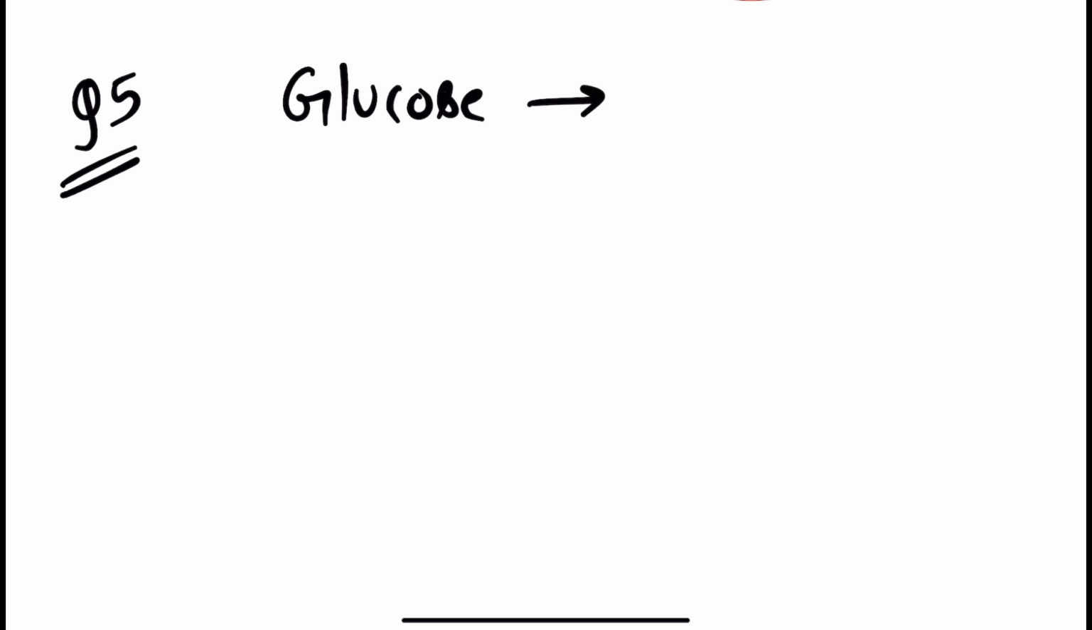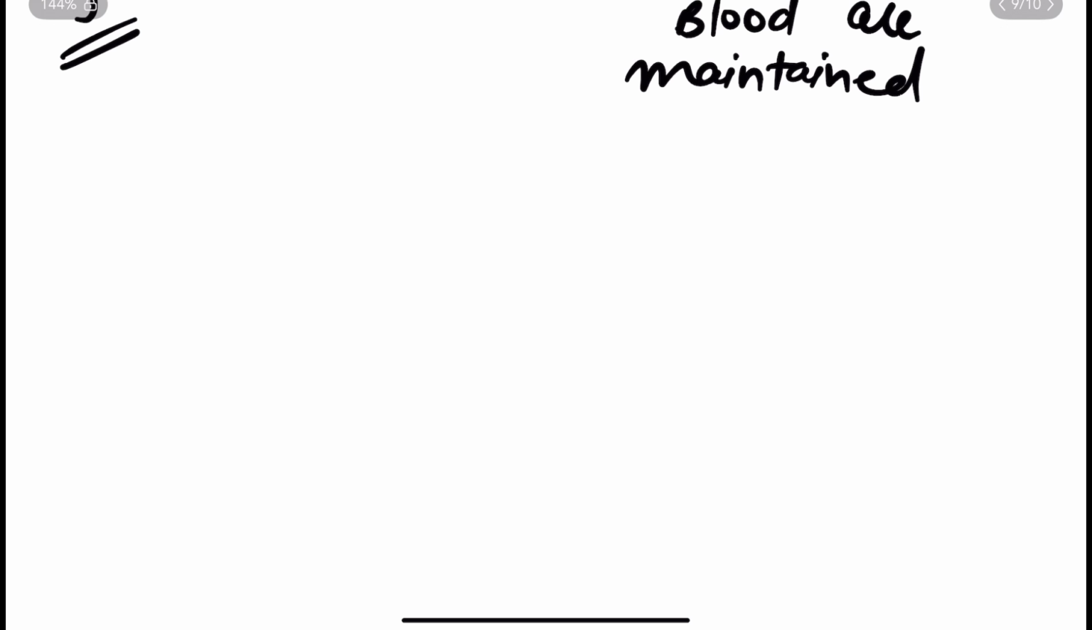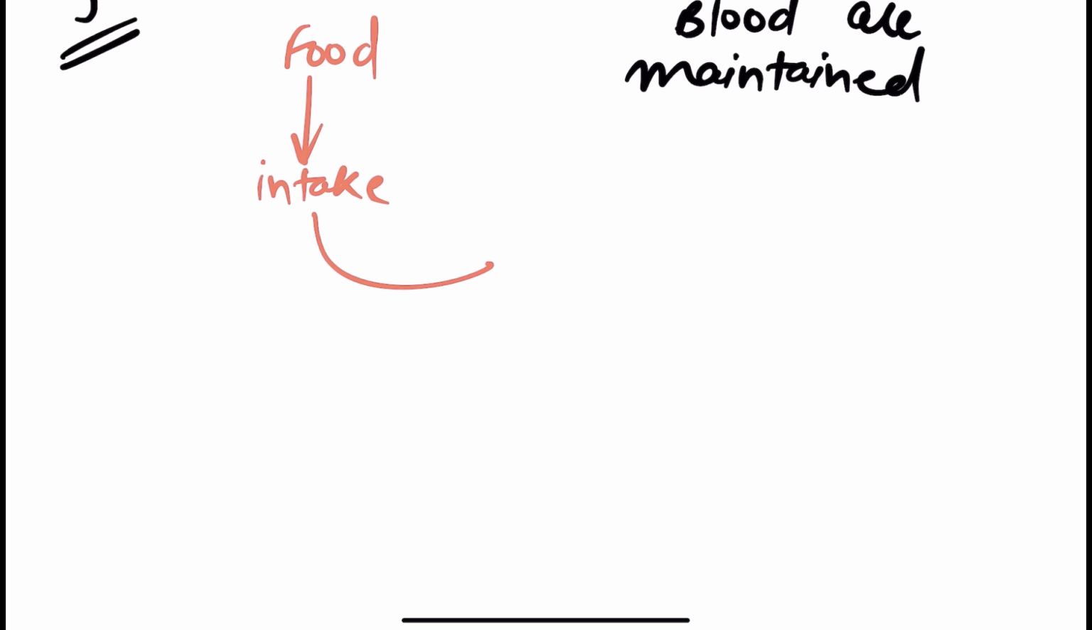Let's come to the last question, question number five. We have to understand how the glucose level in our blood is maintained or regulated. Let's understand it like this. We ate food, we intake the food. As a result, the food is absorbed from the walls of the small intestine.